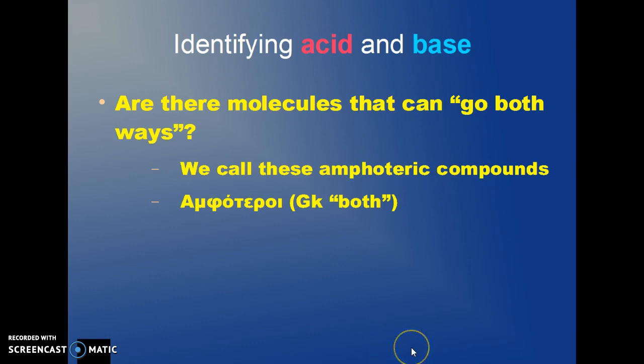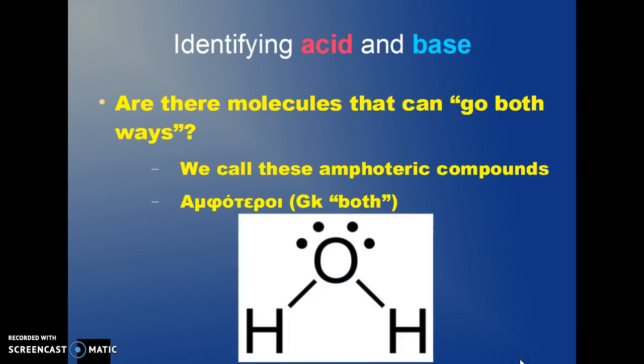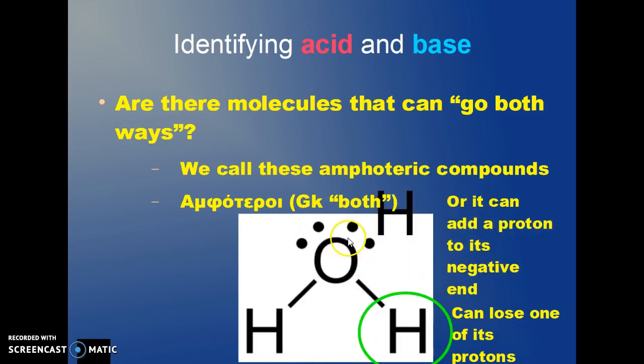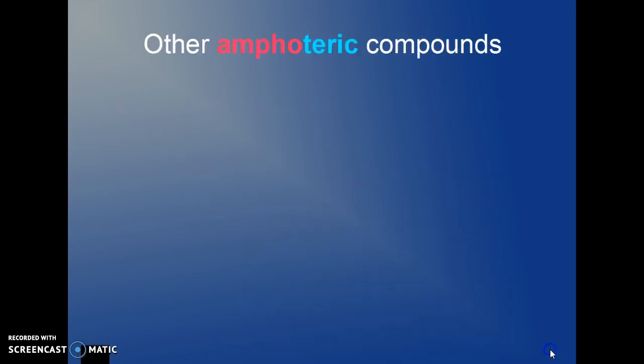Now, are there molecules that can go both ways? Yes. We call these amphoteric compounds, amphoteroi in the Greek. They act as acids or bases, depending on the environment. Take a look at hydrogen hydroxide, water, the polar molecule. It can lose one of its protons, we've already seen that, but since it's got a lone pair here, actually two lone pairs, it can accept a proton to that negative end. So it can go both ways.